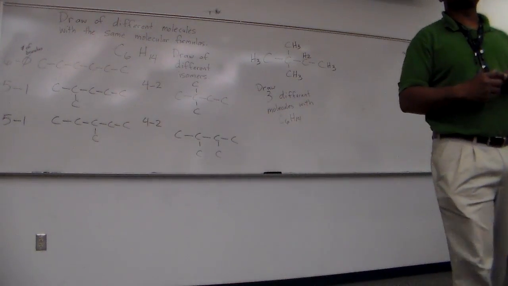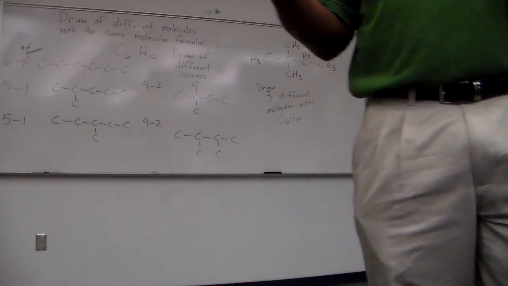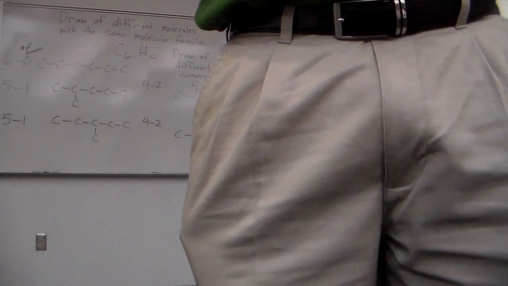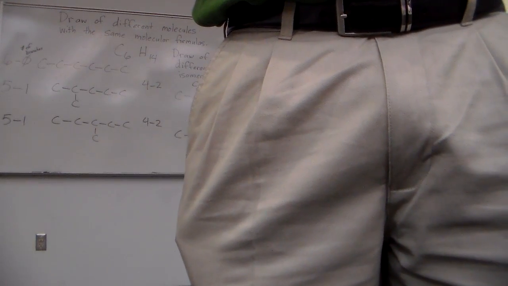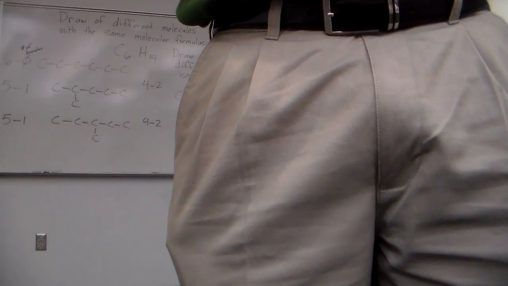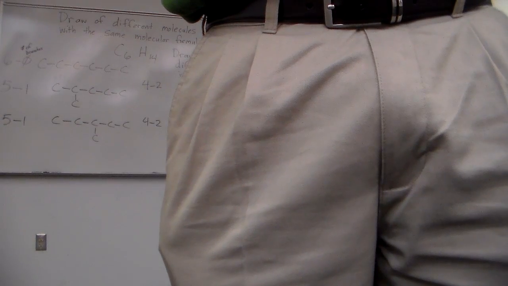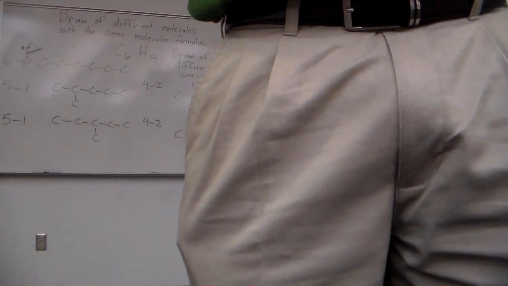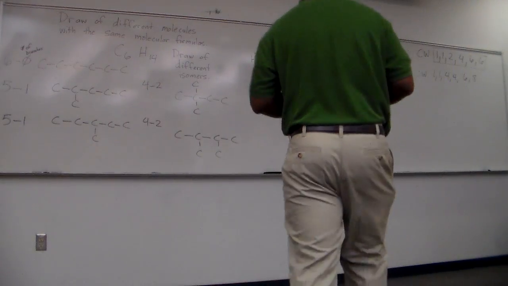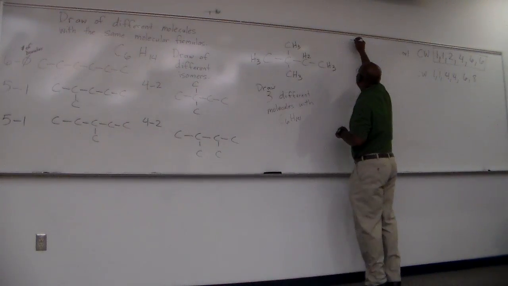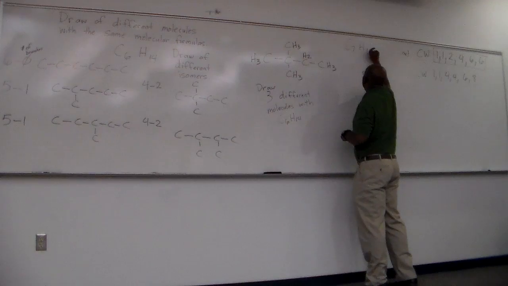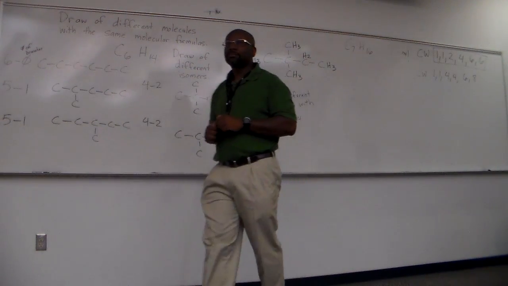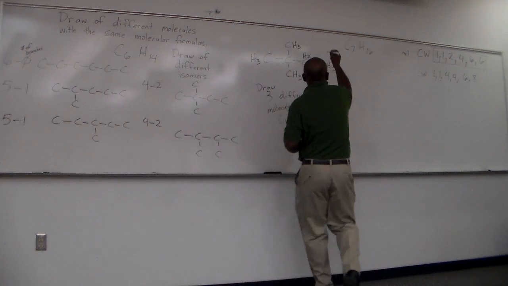Well, we don't have to just have 6 carbon atoms. We can do a different number. I can ask you for C7H16, and I want you to draw me 5 different molecules with the formula C7H16. Five different.